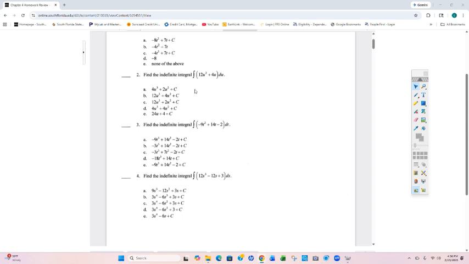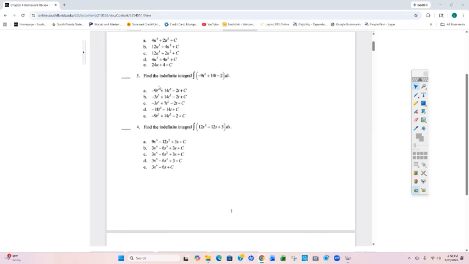Number 2, find the indefinite integral. There's an integral symbol, and then open parenthesis, 12u squared plus 4u, close parenthesis, du. So the integral of 12u squared plus 4u du. Answer A, 4u cubed plus 2u squared plus c. Answer B, 12u cubed plus 4u squared plus c. Answer C, 12u cubed plus 2u squared plus c. Answer D, 4u cubed plus 4u squared plus c. Answer E, 24u plus 4 plus c. The correct answer is A, and that is from section 4.1.